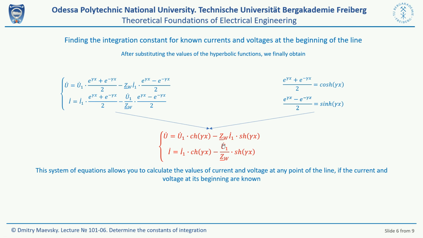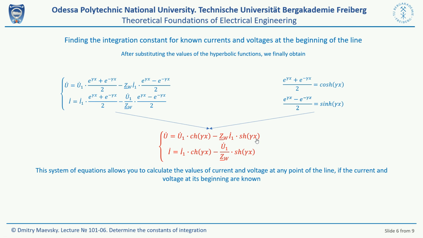However, the propagation factor plays the most important role in these equations. It is this coefficient that determines how the complexes of current and voltage change as they propagate along the line, that is, when the x-coordinate changes.